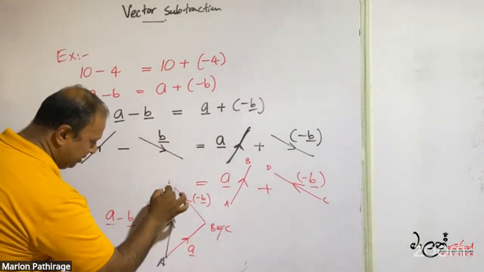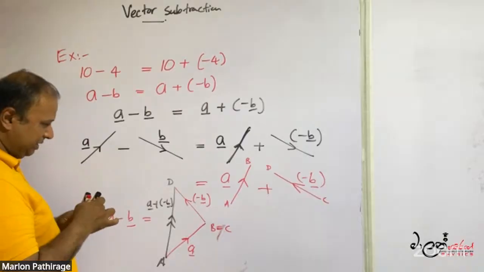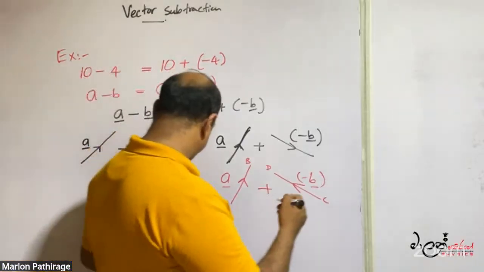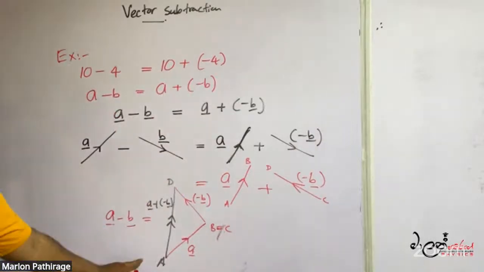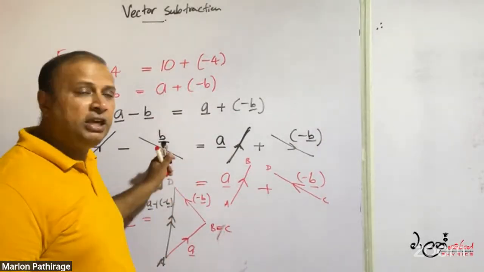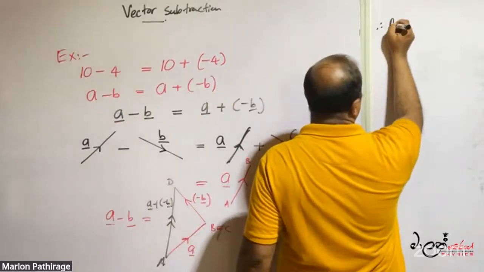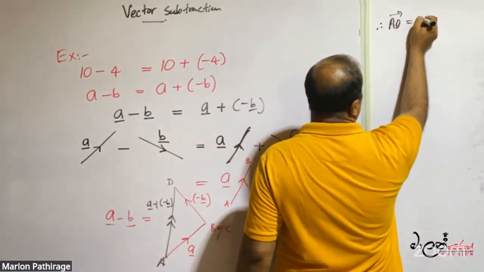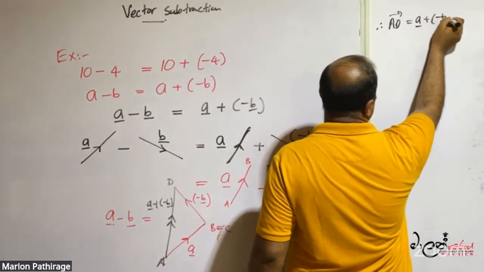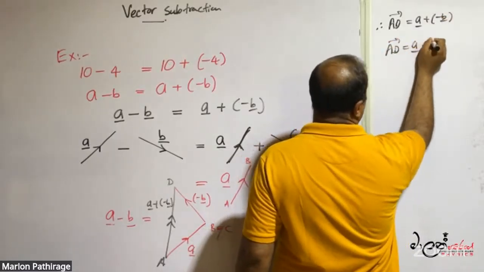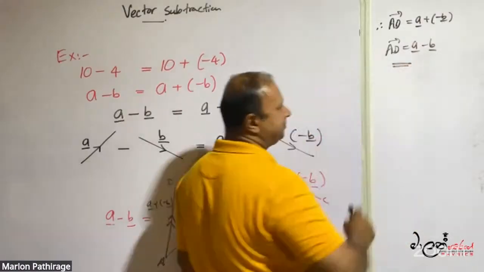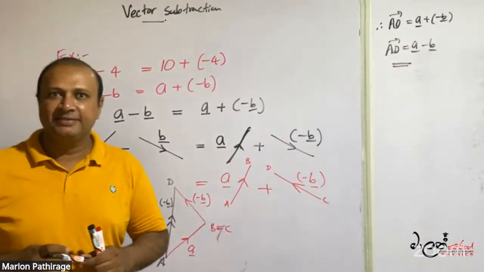So the addition vector gives A plus minus B vector. That means A minus B. Is that clear?